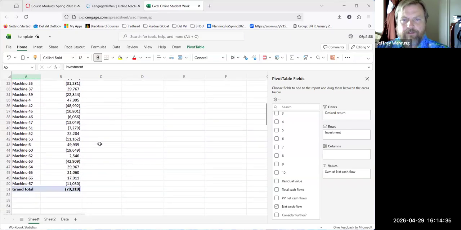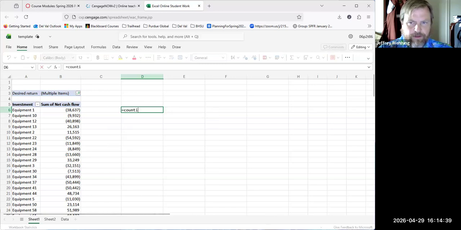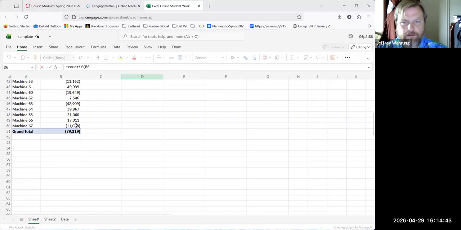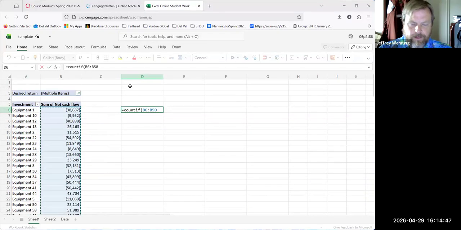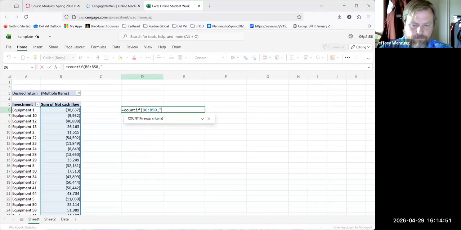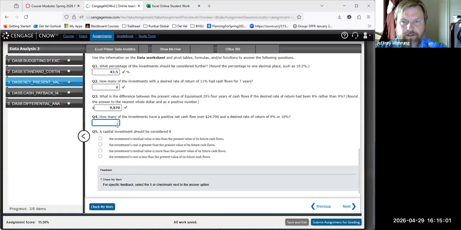Well, I think what I'm going to do is I'm just going to use the COUNTIF. So equals COUNTIF, because we're doing lots of COUNTIF, and I'm going to select this whole column. Okay, comma, greater than, there you go. So that was my whole formula. It gave me 11.